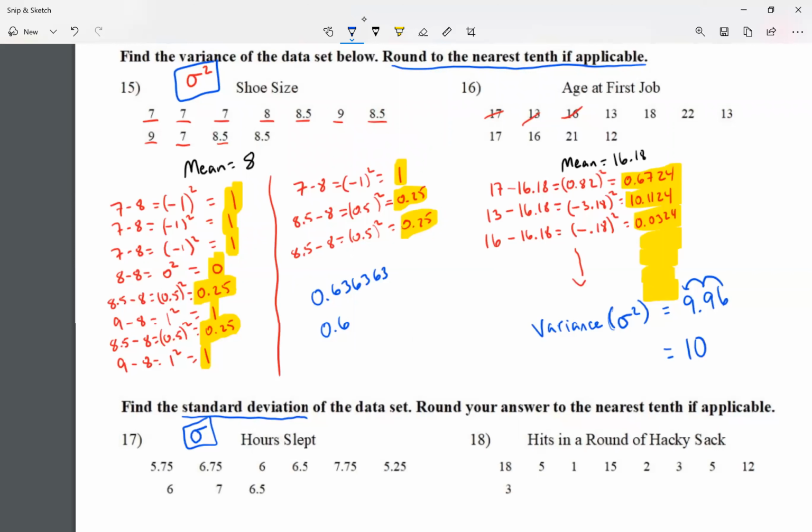So the way I'm going to do this, in order for me to find the standard deviation, I'm going to find the variance, and then I'm going to get the square root of that. Because variance is sigma squared. I just want to know sigma. So I'm going to find variance, and then I'll do the square root of that.